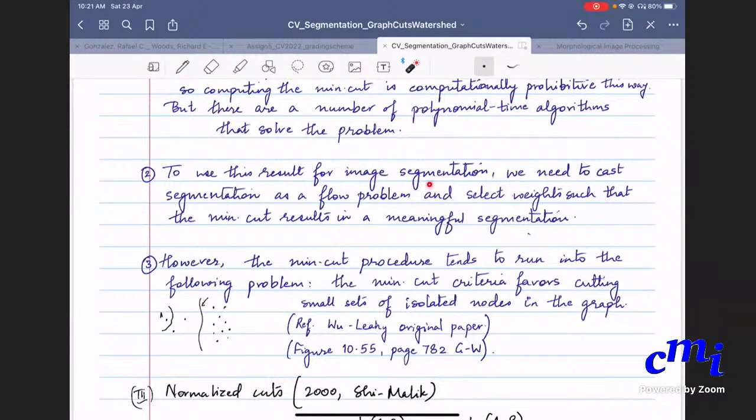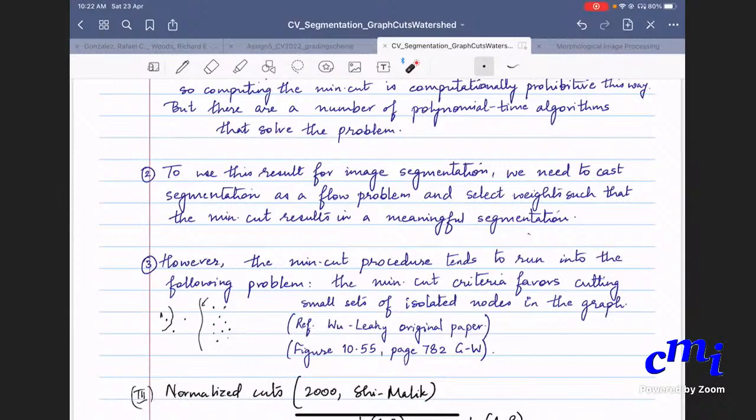So how does an image segmentation problem get solved by a graph cut solution? Simply by thinking of segmentation as a flow problem, and you select weights so that the minimum cut gives you some kind of meaningful segmentation. Essentially, you use the graph cut algorithm to partition the pixels. The pixels in one set form one part of the segmentation, or one region, and pixels in the other set form another region.